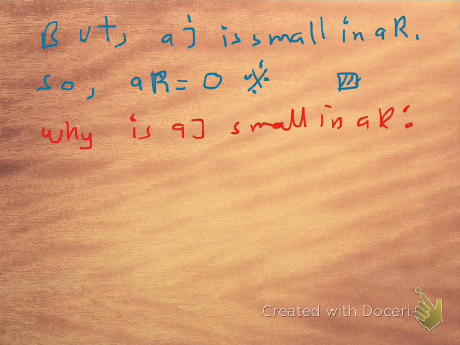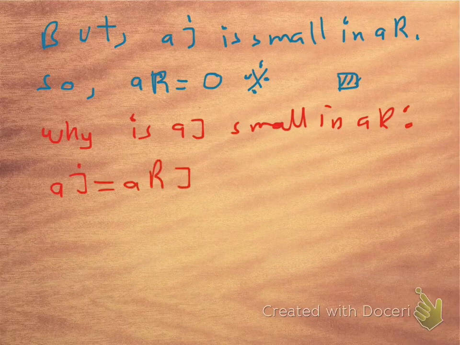Here's a small sketch of the fact, the details of which I'll leave to the viewer. AJ is obviously inside, well, it's equal to, okay, let's put it this way. AJ is equal to ARJ. Remember MJ, so this is in the radical.